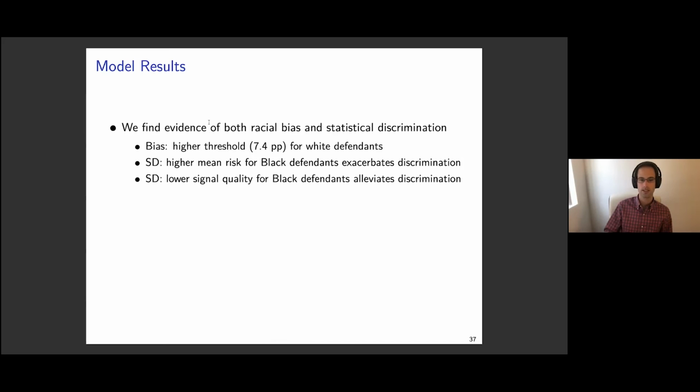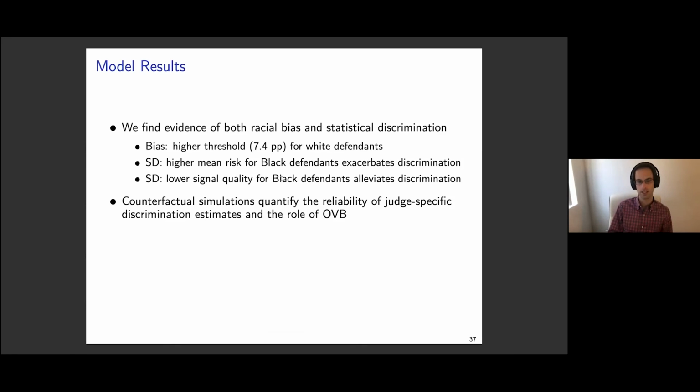Lower signal quality is actually going to alleviate discrimination for Black defendants. So judges are not as good at predicting misconduct levels for Black defendants. That brings it closer to the posterior mean, which in this particular setting is going to actually alleviate discrimination because most defendants are actually released before trial. But that's a very particular result to this setting.